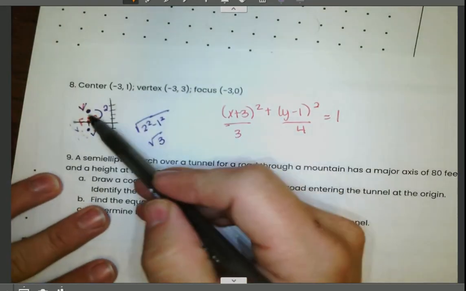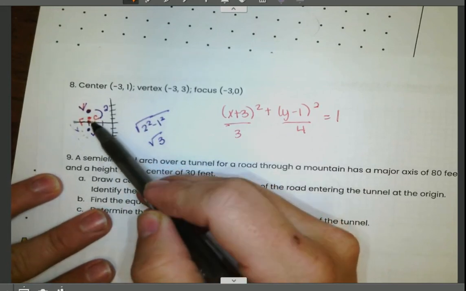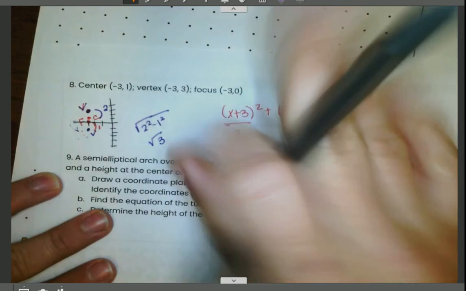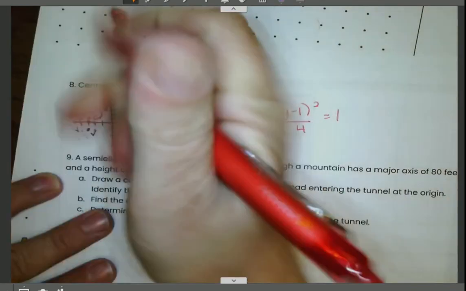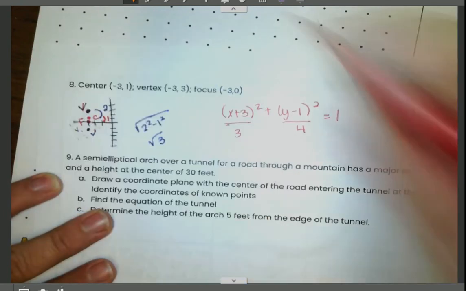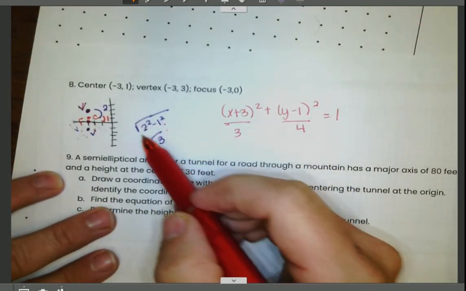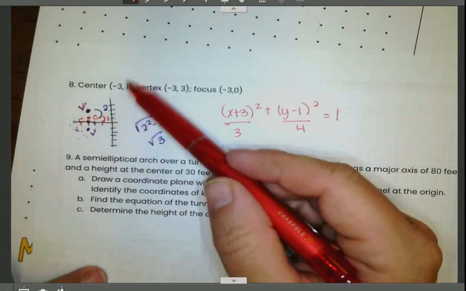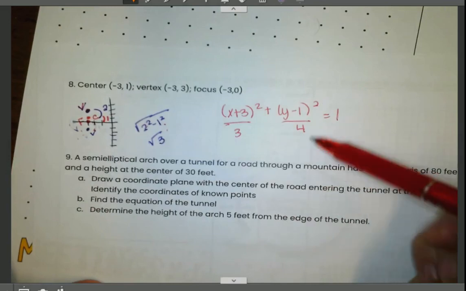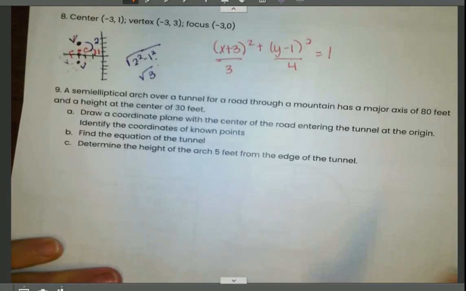On number 8, we have the center. We graph a vertex and a focus, and we have the lengths that we need, and this one should be right here. So center to focus is 1, center to vertex is 2, square them, radical 3. This one is taller versus wider, so the larger numbers go under y, smaller number goes under x.